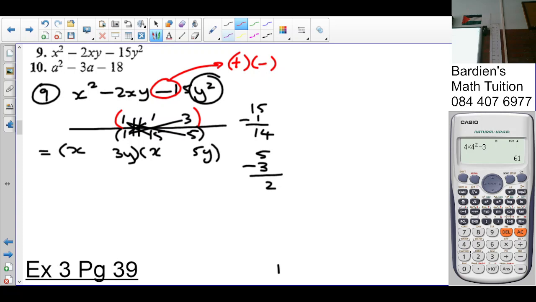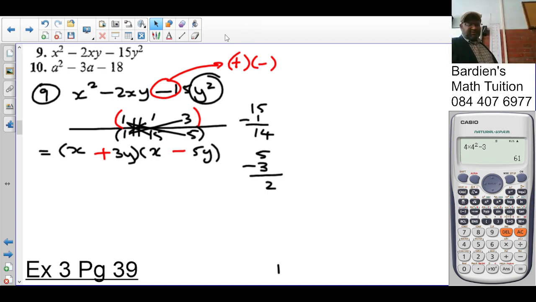Right, let's go again. The last term is plus, a minus. So what about our signs? A plus and a minus must be different. And the sign of the bigger product will be the sign of the middle term. So which one is going to be bigger? The one being the 5. So the 5 must be negative, and that must be positive. Right, you guys understand? And you can check by multiplying it out, okay? For those of you who can't see it, you can multiply it out.